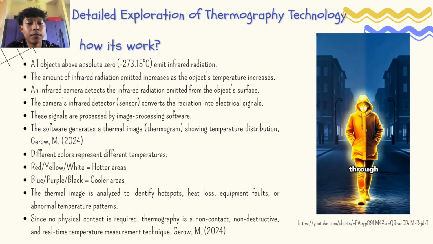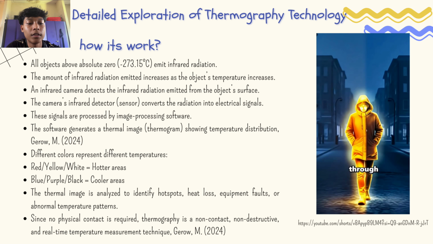All objects above absolute zero, which is minus 270.50 degrees Celsius, emit infrared radiation. The amount of infrared radiation emitted increases as the object's temperature increases. In other words, hotter objects emit more infrared radiation than cooler objects. An infrared camera detects the infrared radiation emitted from the object's surface.